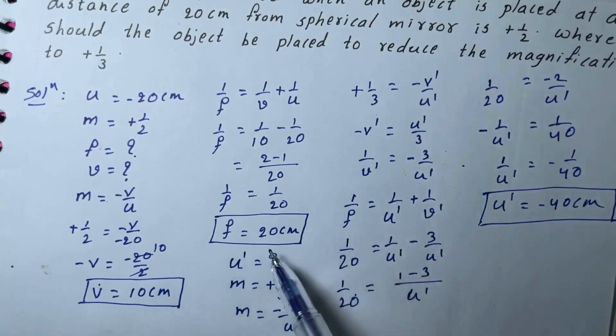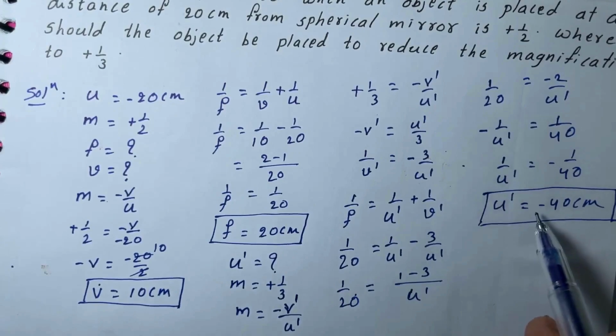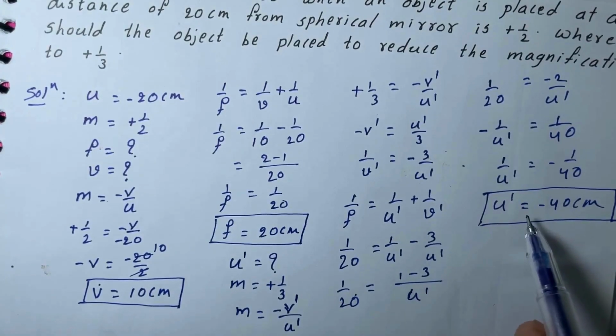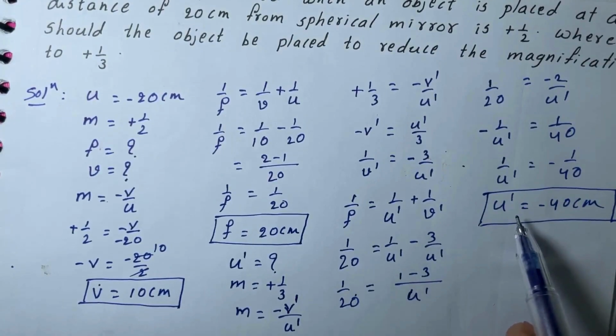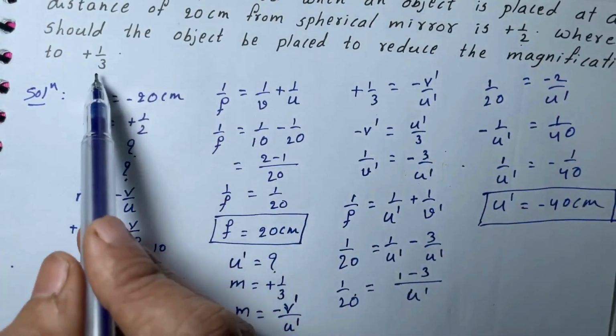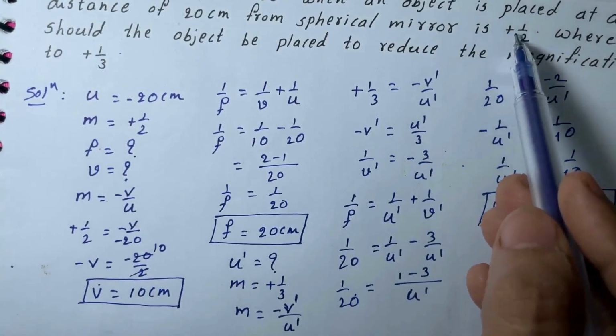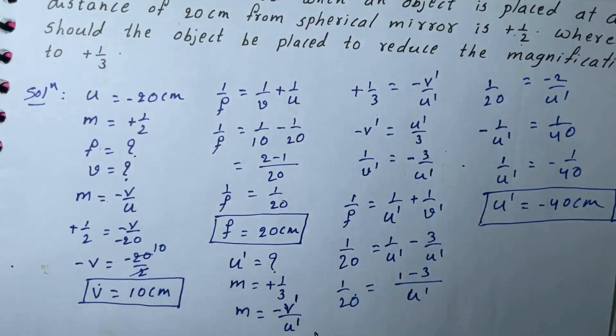Here this is a convex mirror because f is positive. So, irrespective of the position of the object, in case of a convex mirror, we always get an image which is less than 1, that is a diminished image, and the positive sign of magnification shows us that it is an erect image. So, a convex mirror always forms an erect, diminished and virtual image.